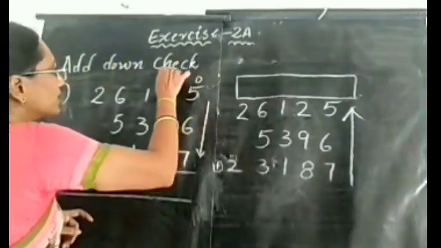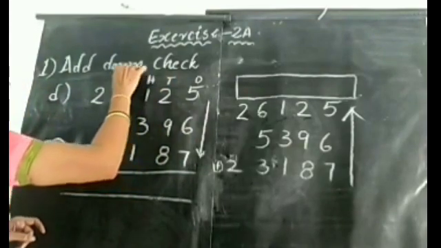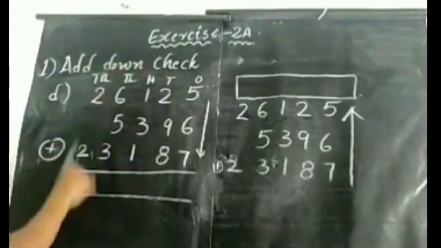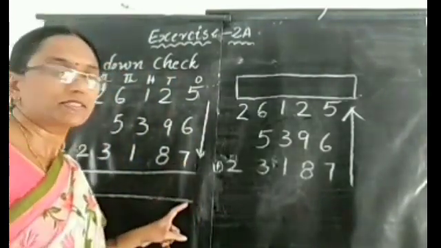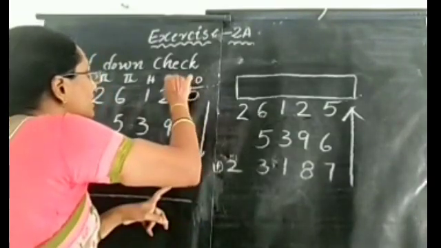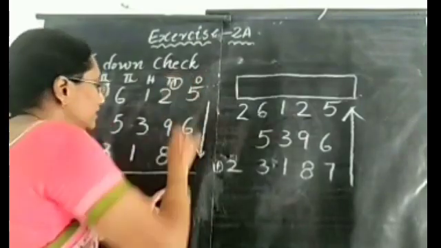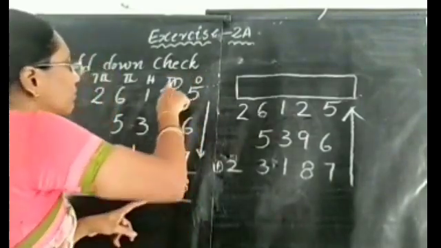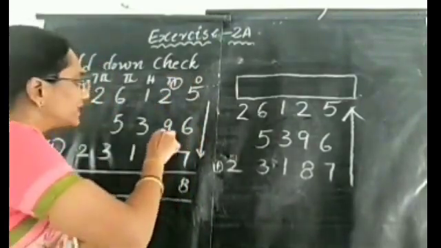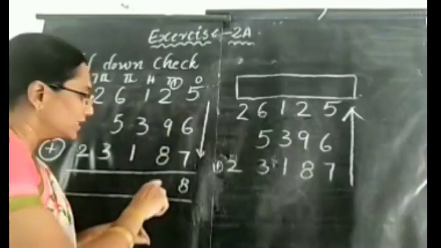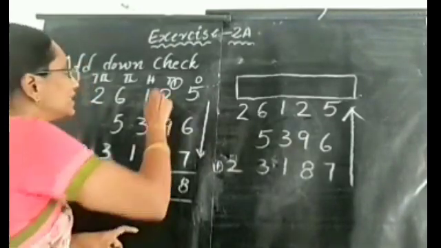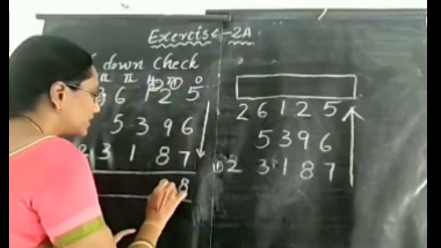First write the places: ones, tens, hundreds, thousands, 10,000. Okay. Addition starts from the ones place. 5 plus 6 is 11. 11 plus 7 is 18. Here and 8 here. Now 1 plus 2, 3. 3 plus 9 is 12. 12 plus 8 is 20. 2 right here, 0 right here.